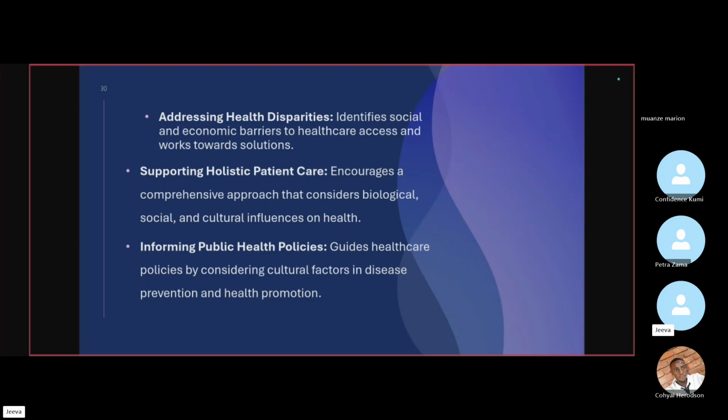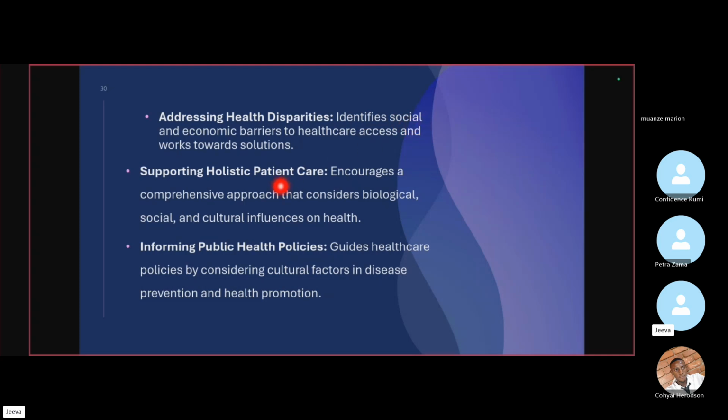The third thing is addressing health disparities. It will help you identify the social and economic barriers to healthcare access and work towards solutions. You will understand why people are not approaching the healthcare system, and the reasons different people are not approaching it, and then you can work towards that and find solutions, like how to give equality in care to every person.